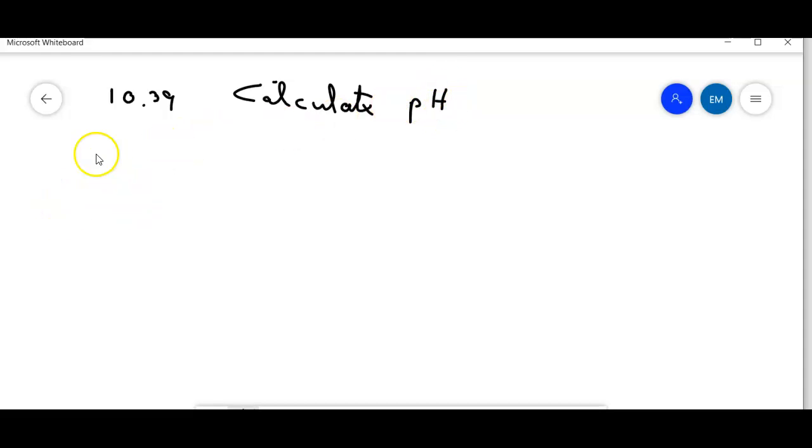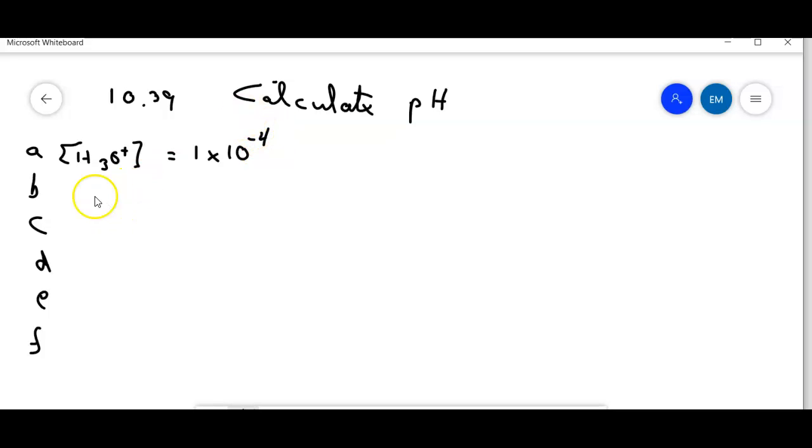We have hydrogen ion concentrations A through F. A has a hydrogen ion concentration of 1 times 10 to the minus fourth. B has a hydroxide ion concentration. When I say hydroxide ion concentration up here, I meant hydronium, of 1 times 10 to the minus fifth.